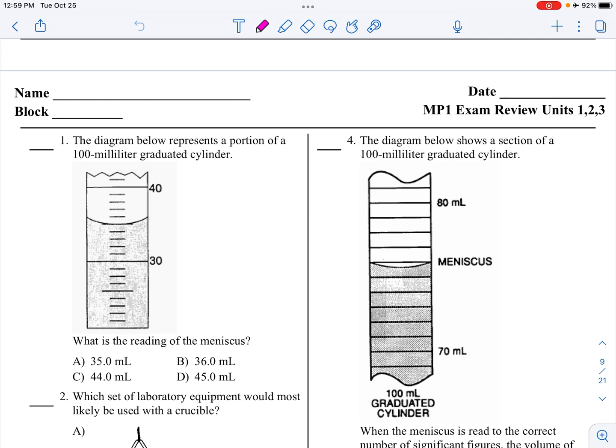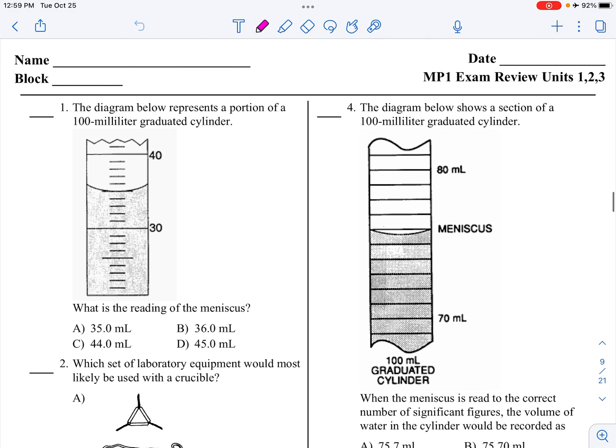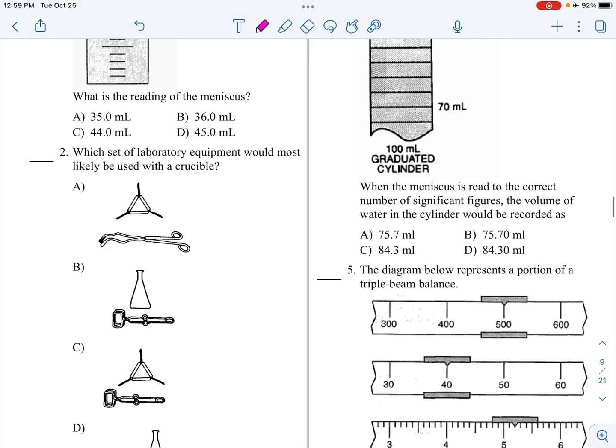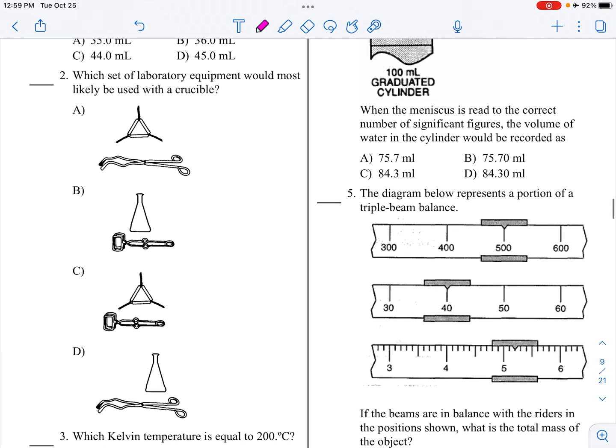Okay, the diagram below represents a portion of a 100 milliliter graduated cylinder. What is the reading of the meniscus? So here's 30, here's 40. Looks like each of those goes up by 1 whole milliliter. We're right there in the middle. It's 31, 2, 3, 4, 5. And so we're sure of the tens, we're sure of the ones. We are estimating the tenths, so 35.0.